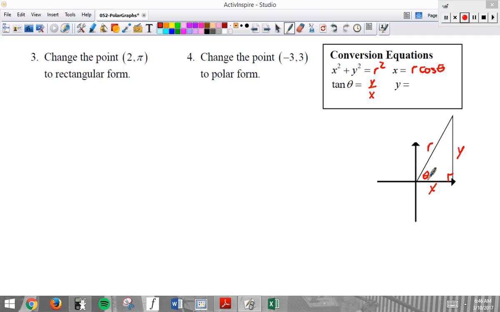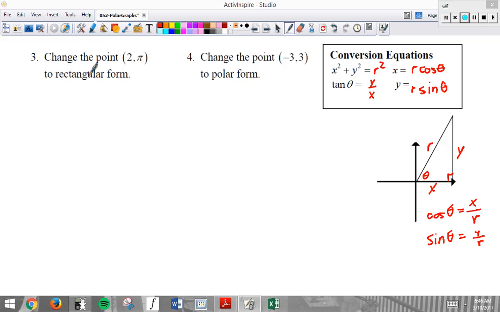I guess I'll write it out. Cosine of theta in this triangle would be adjacent over hypotenuse. Similarly, sine theta in this triangle would be opposite over hypotenuse. So that's r sine theta. You will need to have memorized these four conversion equations. You don't really have to. You can just draw this triangle and have it like that.